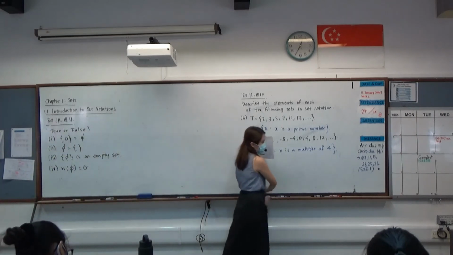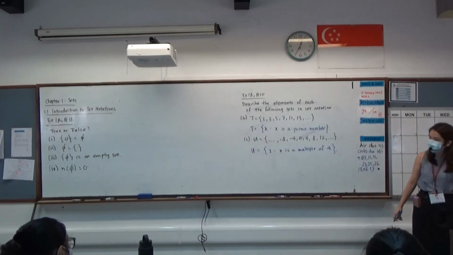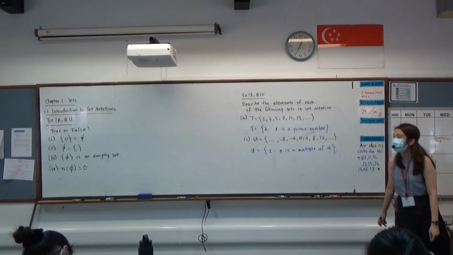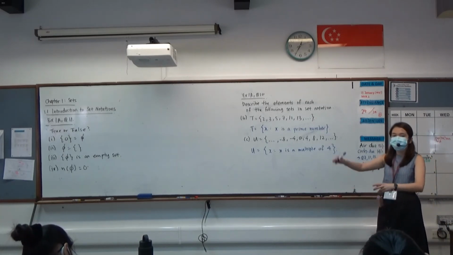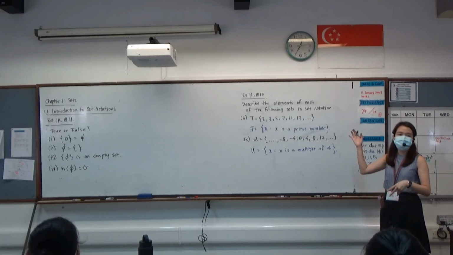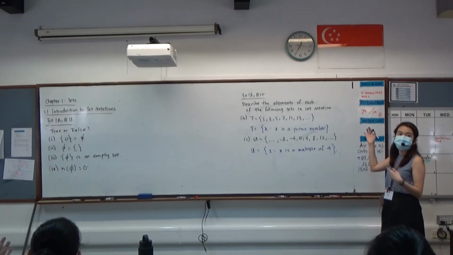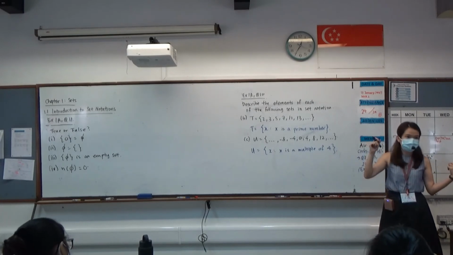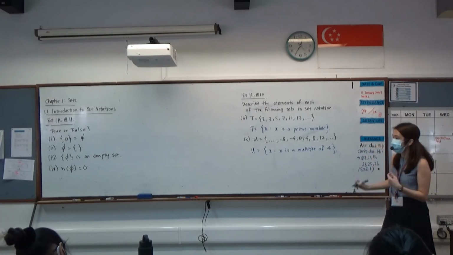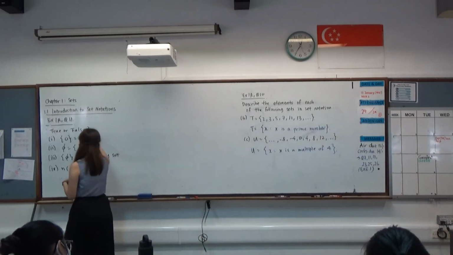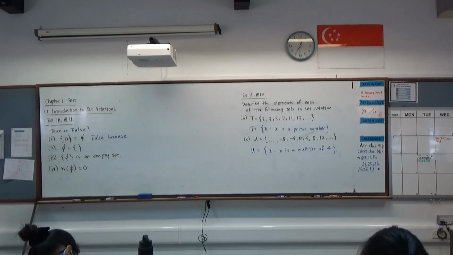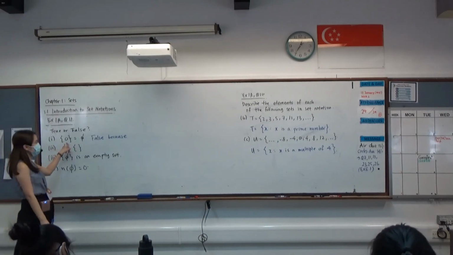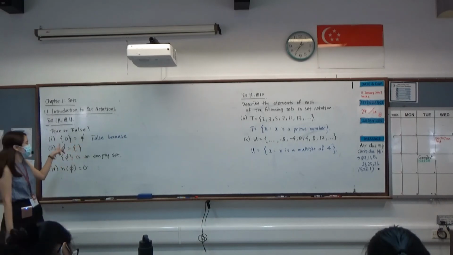A test of your empty sets. Right, so part I, true or false? Who finds it true? Who finds it false? Okay, Katie, what do you think? Part I? False. Okay, yes, it is false. The reason is, why would it be false? Jared? Zero is an element in this set, whereas in this set it's empty, so we explained it just now.